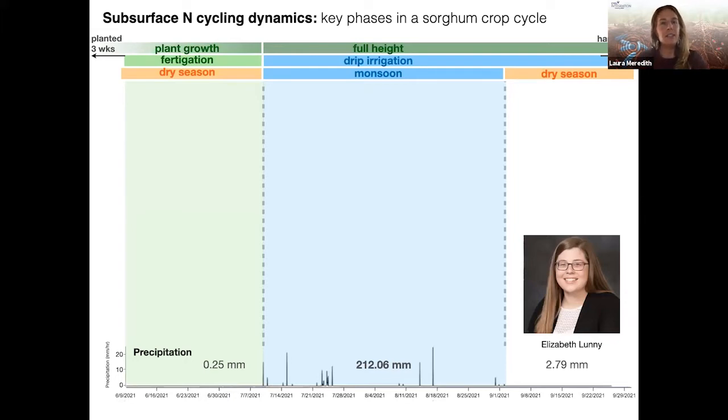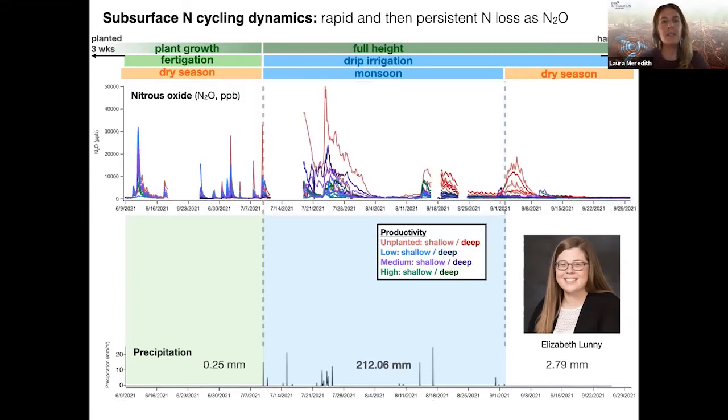The second phase, we have a monsoon season in Arizona where we got 21 centimeters of rain in that couple months, followed by a dry season. And so this is what we're seeing with the subsurface probes. We first see in this first phase a really rapid loss of the applied nitrogen, and those pulses are really tied to the timing of the fertigation or additional irrigation events.